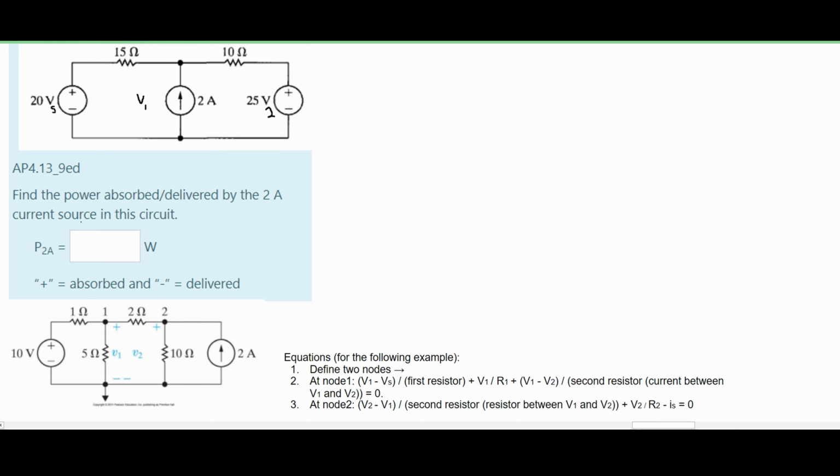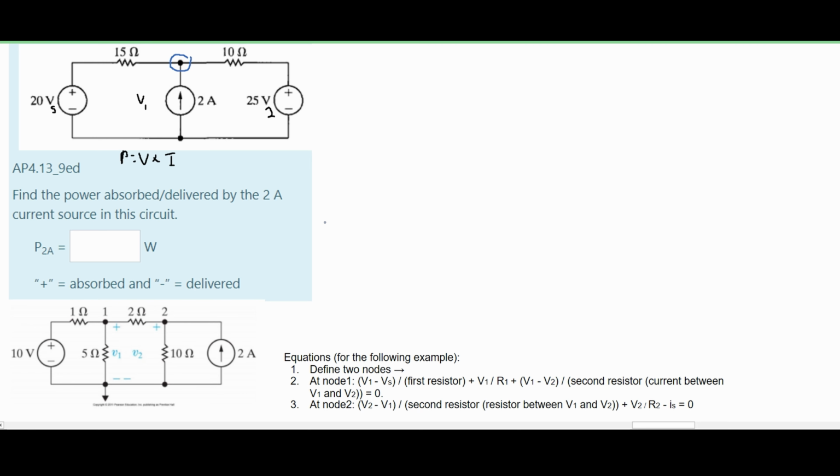Looking for the power in our current source right here, we know that power is equal to voltage times current, so we just have to find the voltage across this current source. To do this, we'll use the node voltage method. First, we need to define our node, and here we only have 2 nodes, so we're just going to use this one right here.